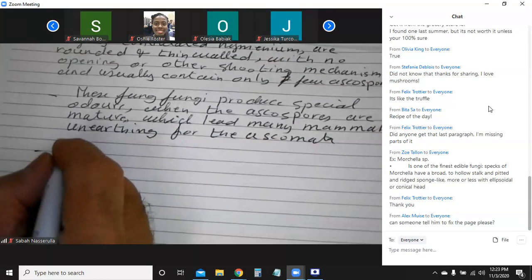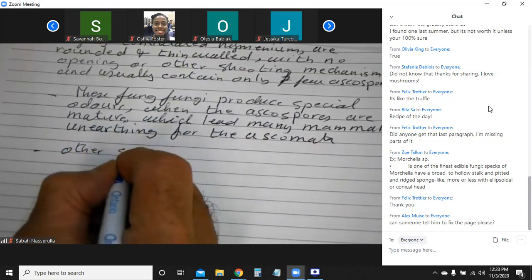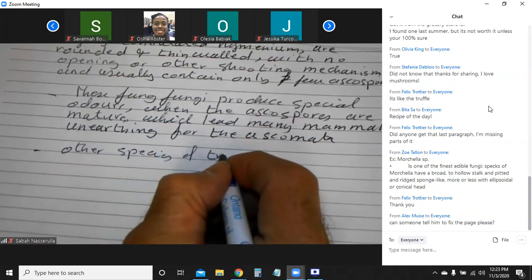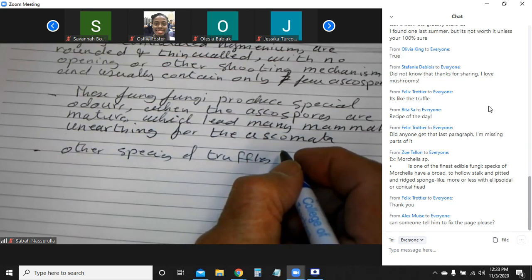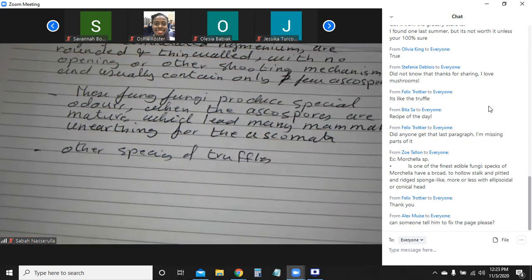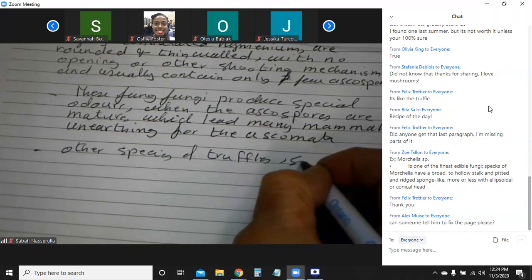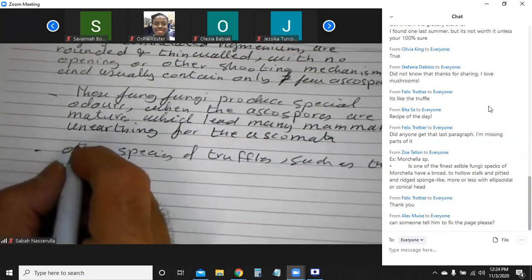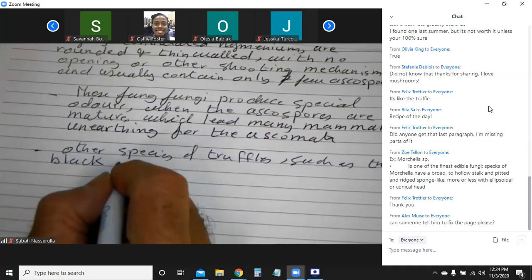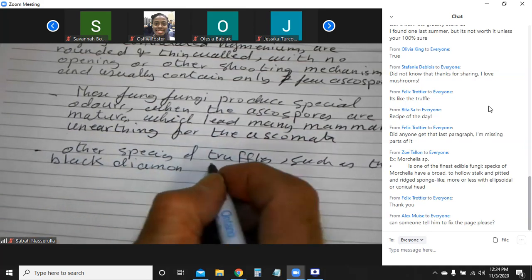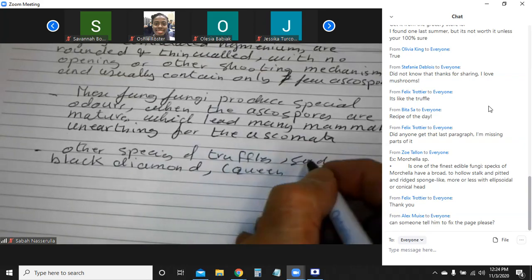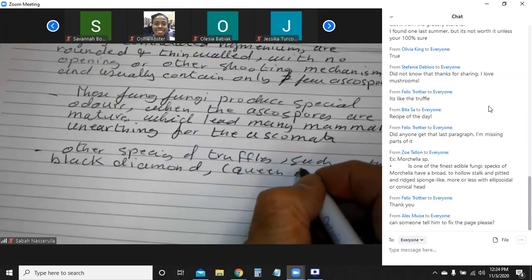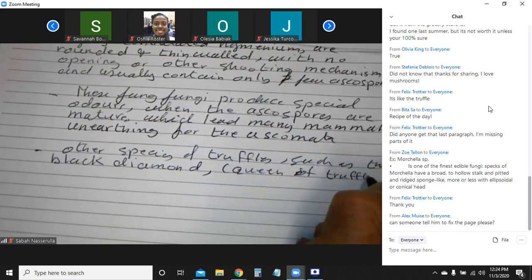Okay, to mention a little bit here, other species of truffles, such as the black diamond, which is known as the queen of the truffles.